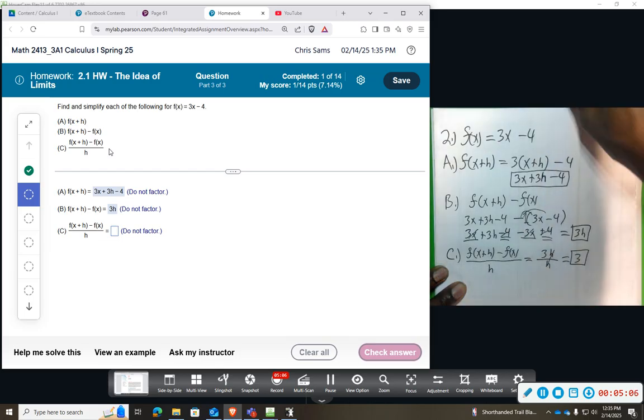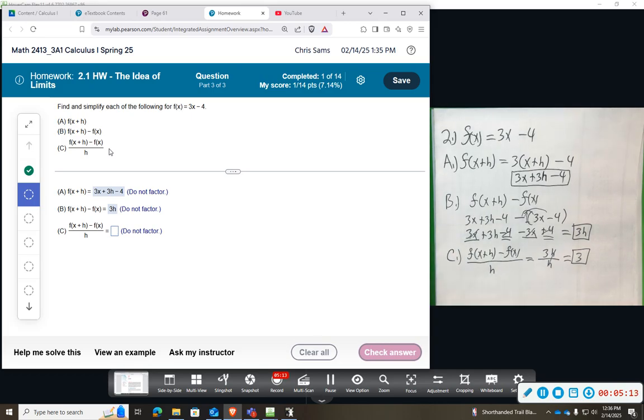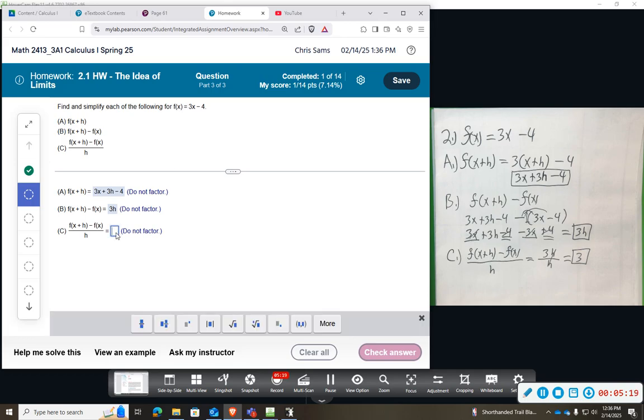So what you'll notice, this difference quotient is again telling you the slope. That's how we looked at the previous problem. When you have a linear function, you can see that that's just the slope. When you have a different function, quadratic or something, we actually have to go through this process to find the slope.